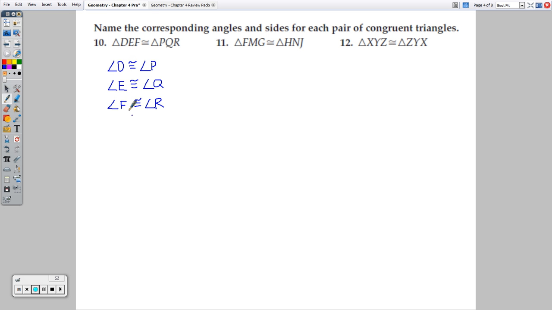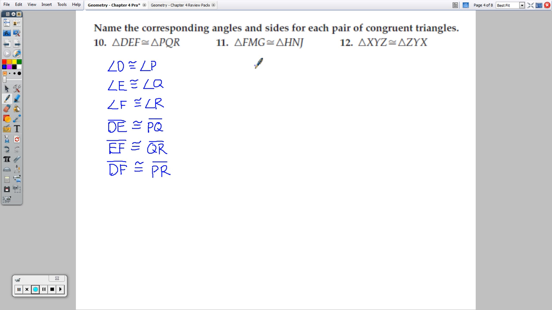So those are the 3 angles, and then the sides, just list the first 2 and the first 2, the last 2 and the last 2, and then the first and last and first and last. Those have to match up in that way. So DE is congruent to PQ. You've got EF is congruent to QR. And you also would have DF, first and last letter, congruent to first and last letter PR.